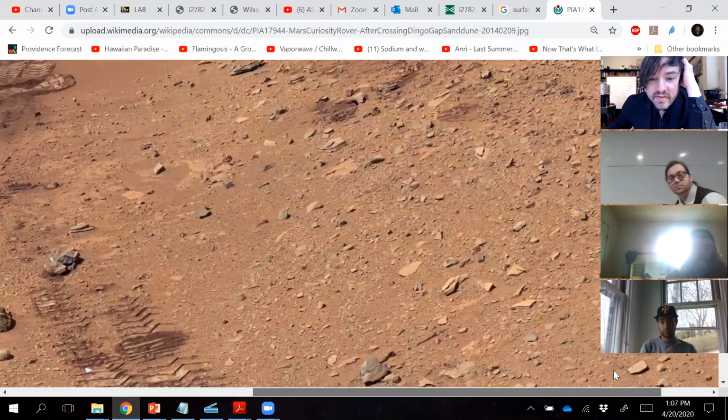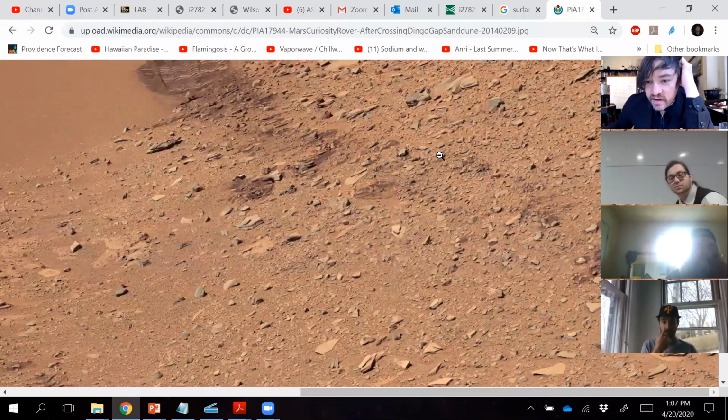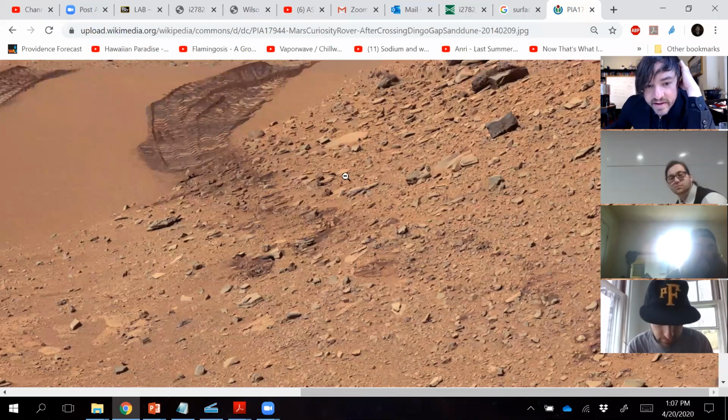Can you see these rocks on the surface of Mars? Can you tell me how they look different than rocks you see on Earth? If you take a walk around your backyard or if you go hiking at Purgatory Chasm, you don't see a lot of rocks that look like this. How are these rocks different than Earth rocks?